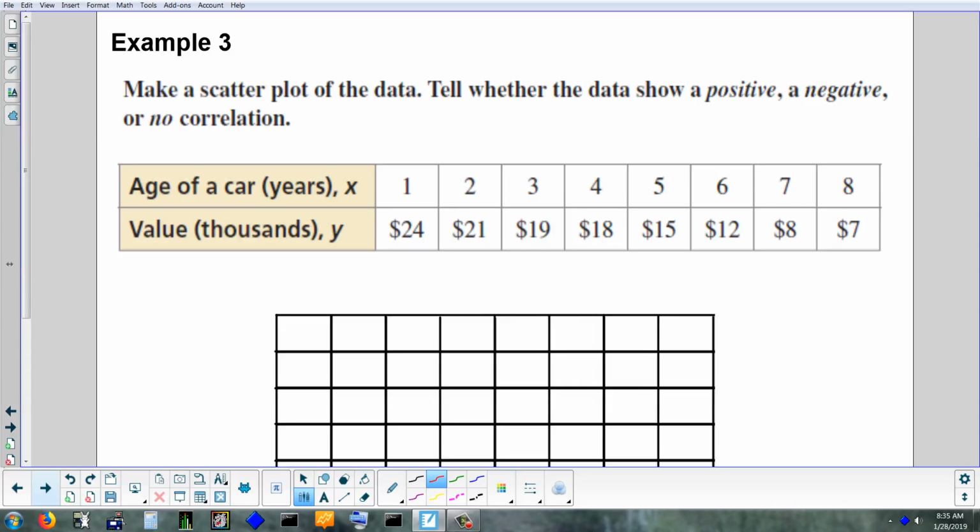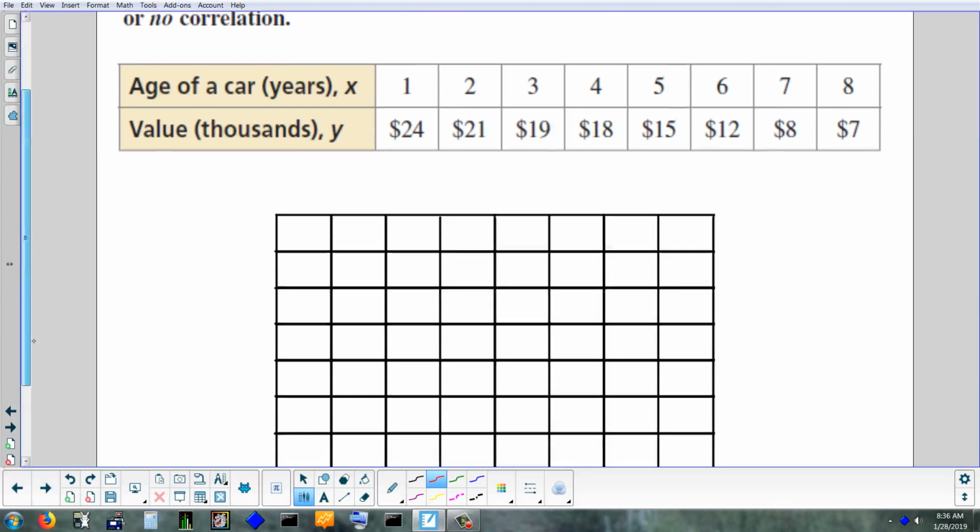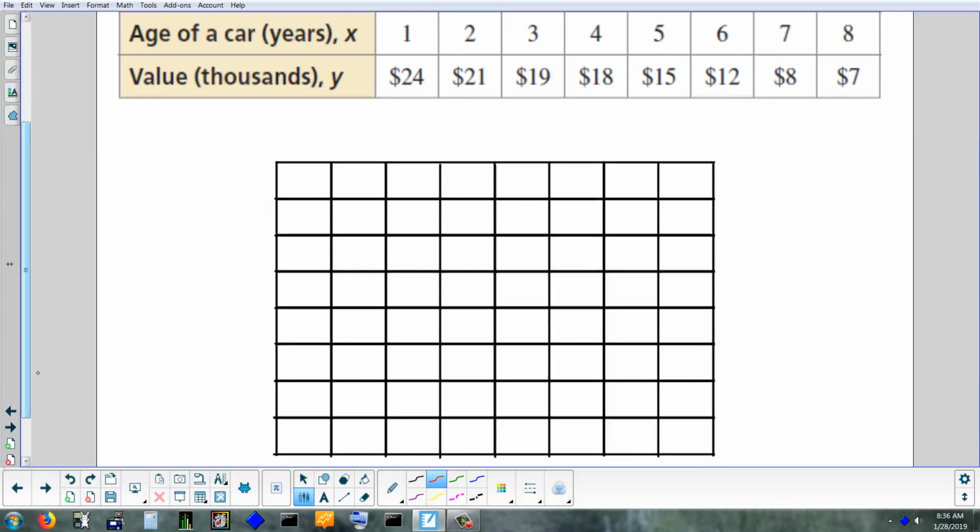All right? So, what am I going to label my x-axis? Someone tell me by raising their hand. What am I going to label my x-axis? Yusuf?